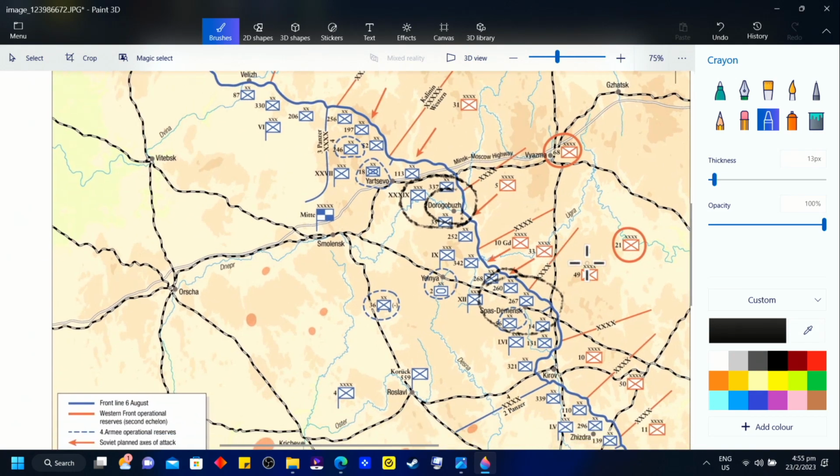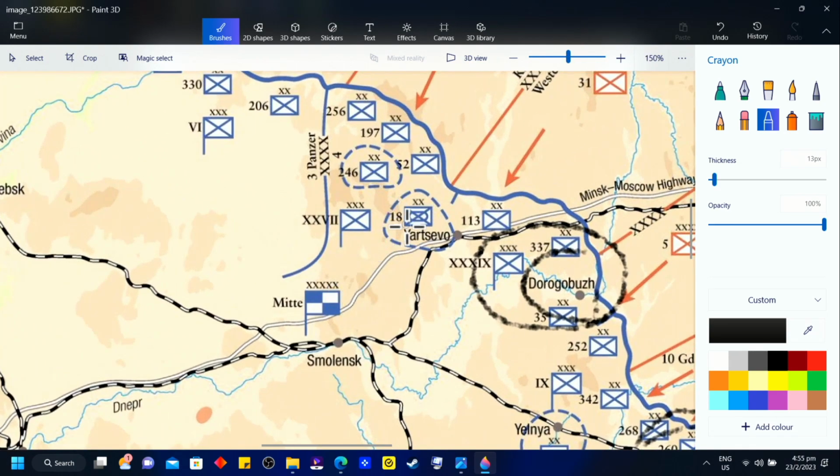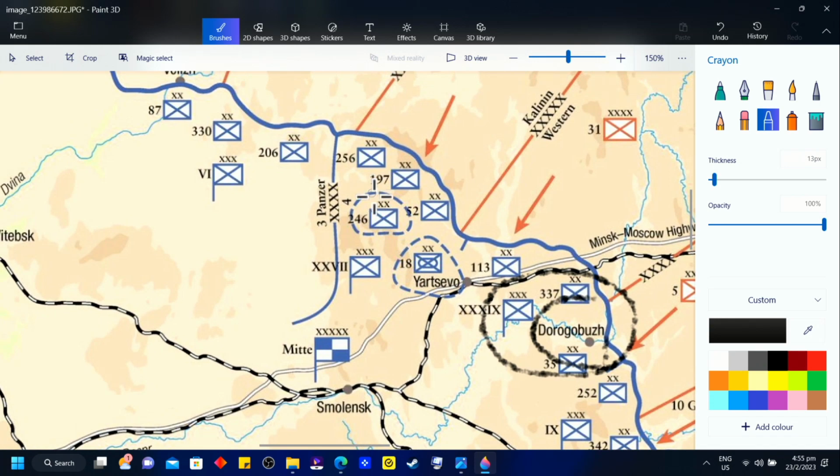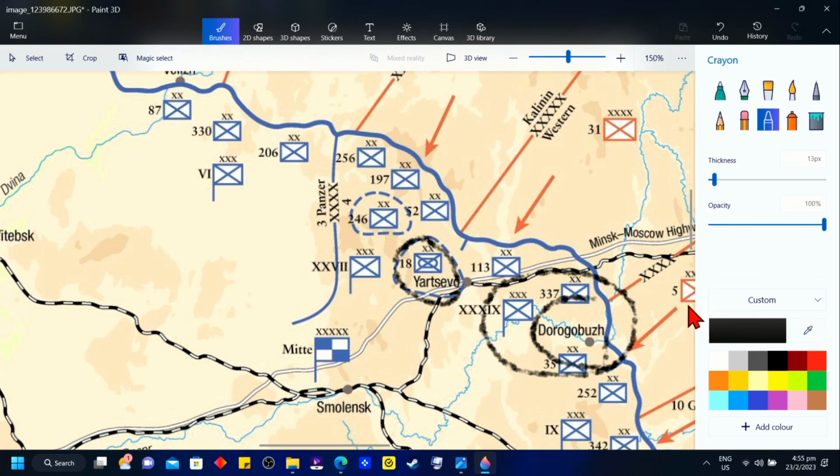So von Kluge, the field marshal in charge of Army Group Center, had nearly a week of warning time before Suvorov began, which enabled him to reposition his limited reserves. He positioned some of his reserves here. The 18th Panzer Grenadier Division was placed in the tactical reserve behind the XXXIX Panzer Corps.